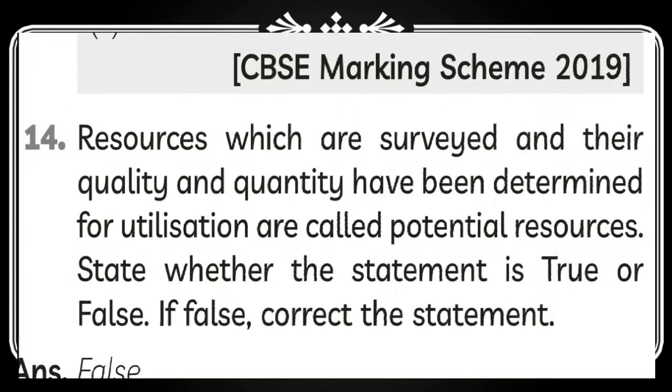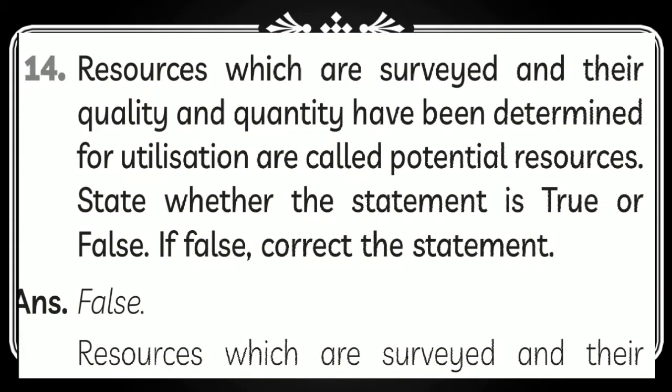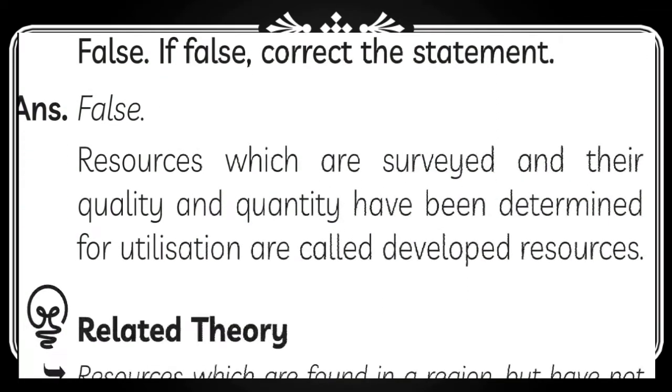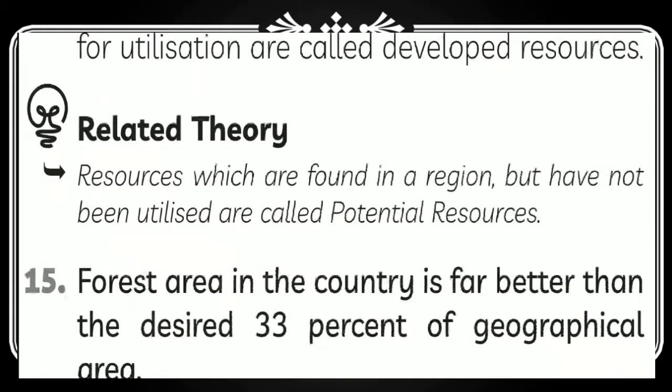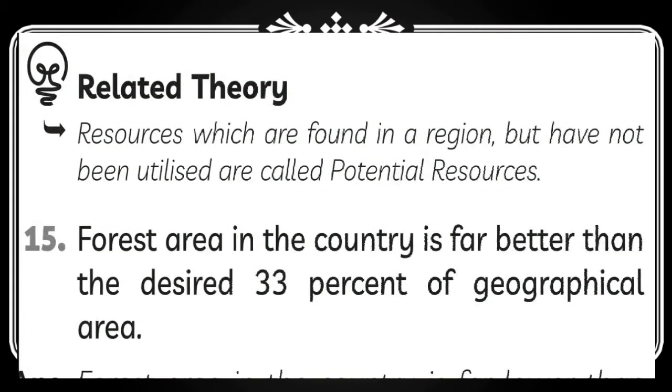Now the next question is, resources which are surveyed and their quantity and quality have been determined for utilization are called potential resources. State whether the statement is true or false. If false, correct the statement. So here your statement is false, as the statement would be resources which are surveyed and their quality and quantity have been determined for utilization are called developed resources. And the related theory to this question is, resources which are found in a region but have not been utilized are called potential resources.